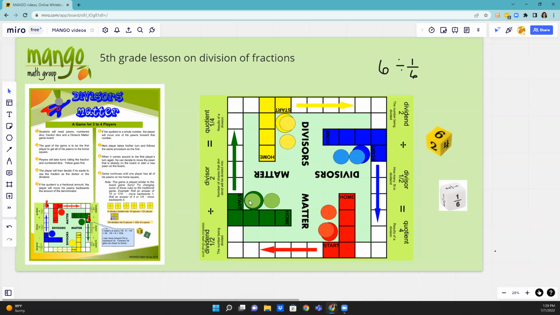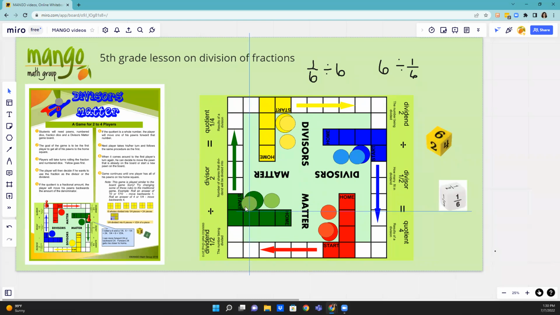If you know how to play Sorry, this is how that game is set up. Now, if the player decides to do the reverse and have a fraction as your dividend divided by your whole number, then, as you can see here, your dividend is a fraction, your divisor is a whole number, and your quotient is going to be a fractional amount. If your quotient is a fractional amount, you're going to be moving backwards that amount.